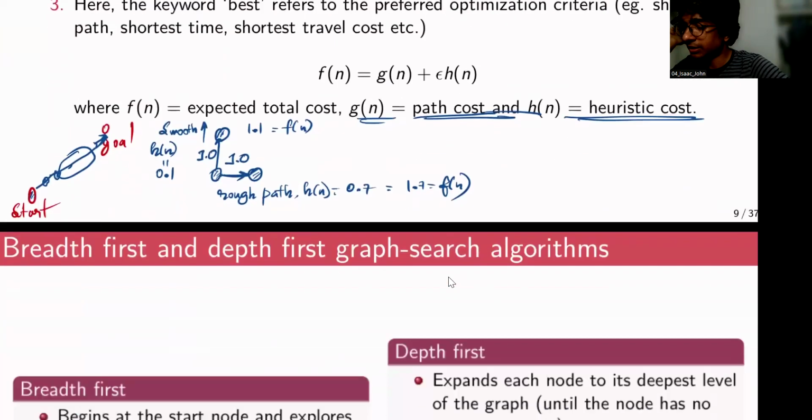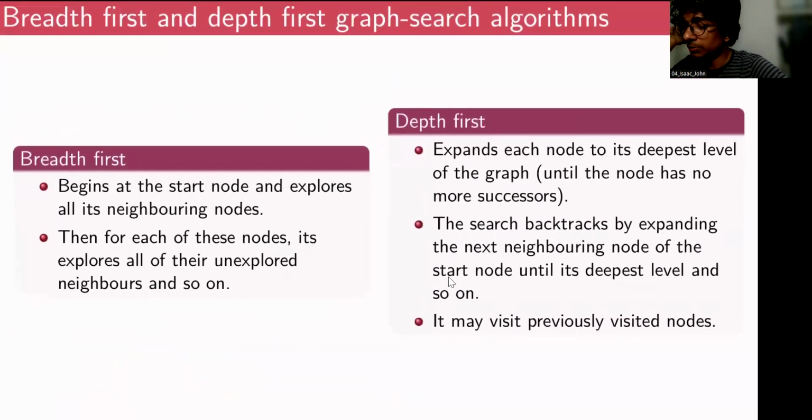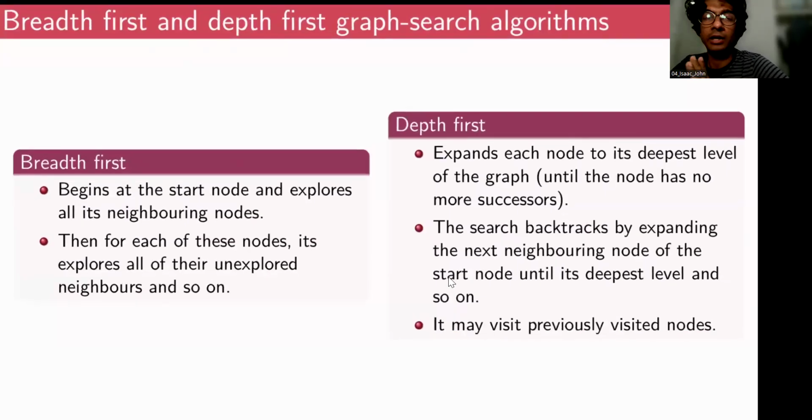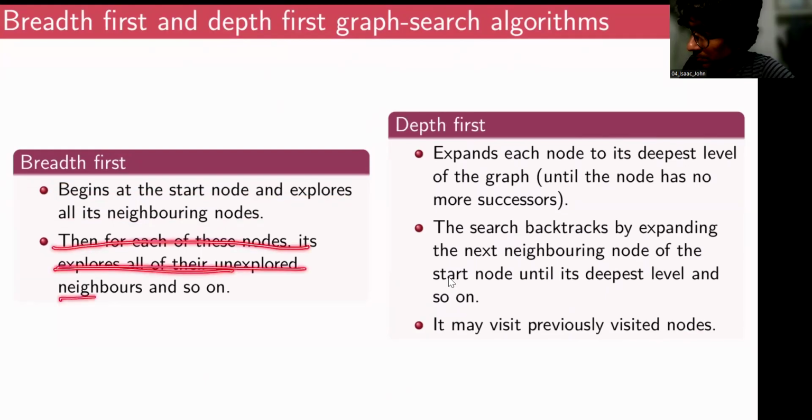Right? So we'll see some of the algorithms. There are two algorithms which can be used to find the optimal path, or to find the total distances between the start and end position. The first one is what we call the breadth first algorithm, right? The salient features are: it begins at the start node and explores all its neighboring nodes. Then for each of these nodes, it explores all their unexplored neighbors, and so on, right?